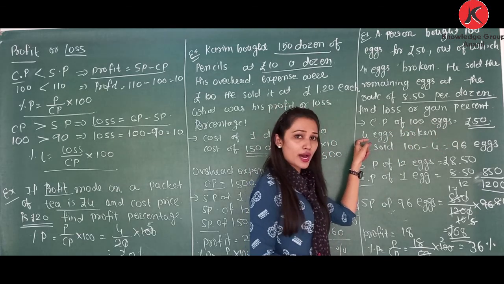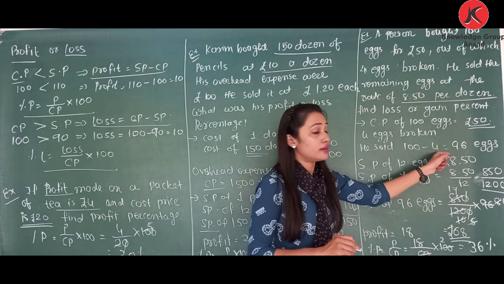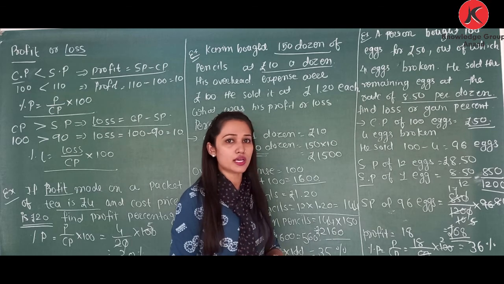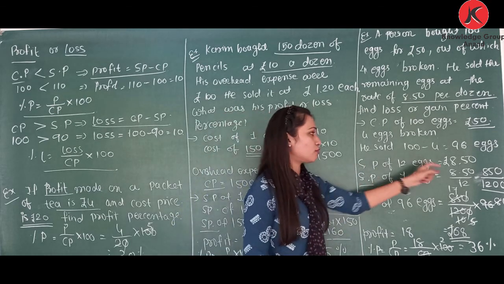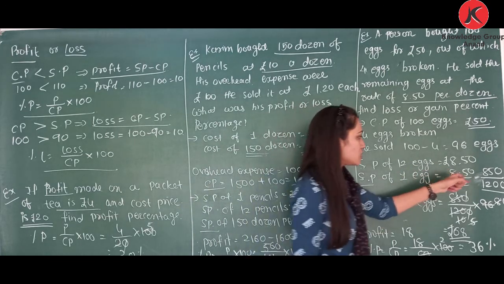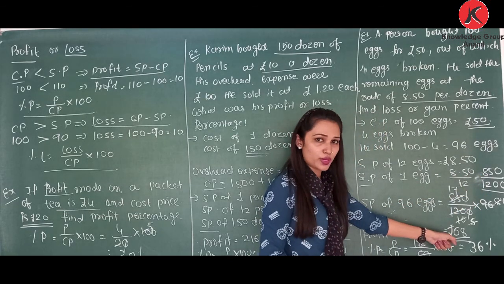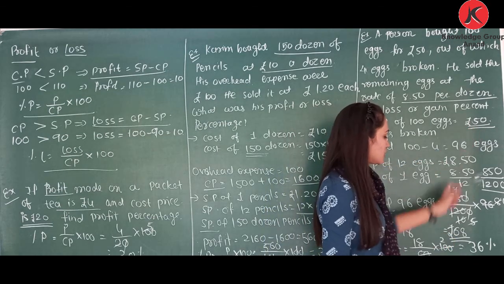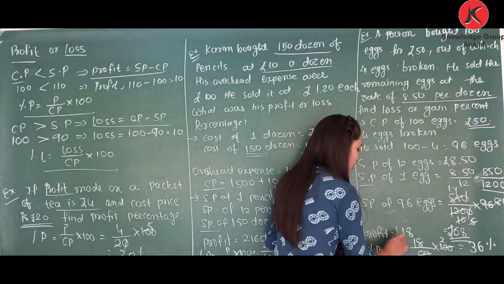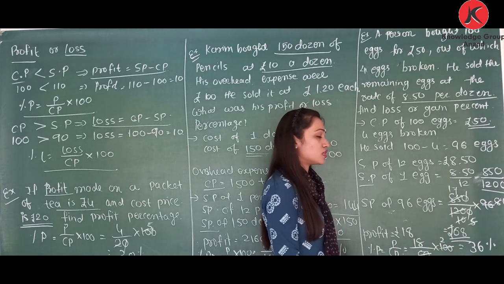Again, first in the question, the cost price of 100 eggs is given as 50 rupees. From that, 4 are broken, so the remaining are 96 eggs, and after that he sold 96 eggs. Now the selling price of 8.50 is for a dozen eggs, meaning the selling price of 12 eggs is given. From that we can find the selling price of 1 egg, that is 8.50 divided by 12. So the selling price of 96 eggs will be 68 rupees. Again the cost price is 50 and the selling price is 68, so it is a profit. Profit is 18 rupees, and we get the percentage profit by 18 by 50 multiplied by 100, so it is 36% profit.